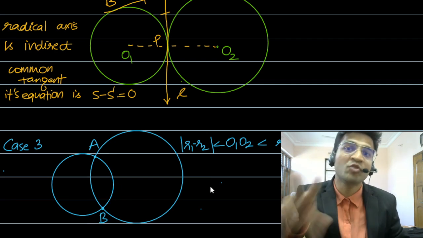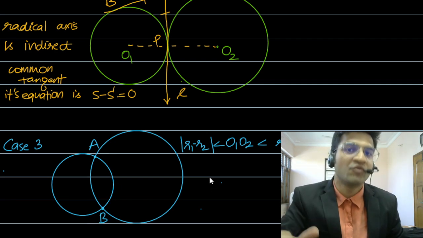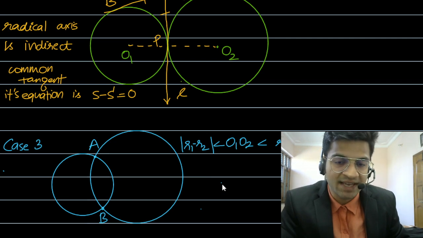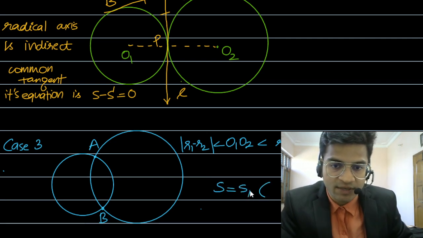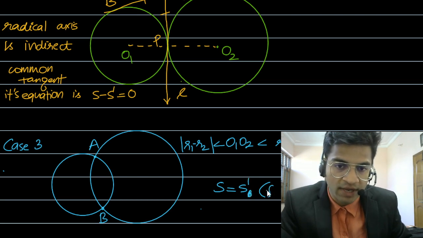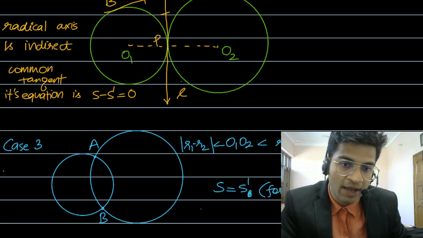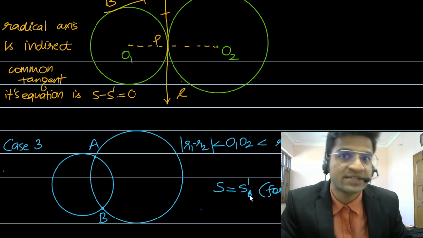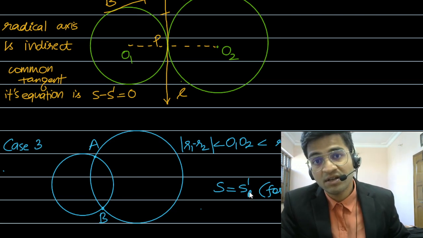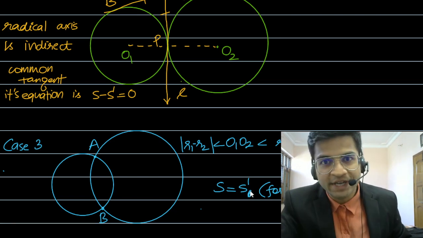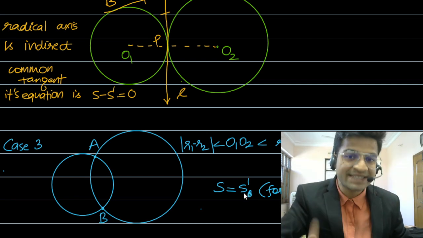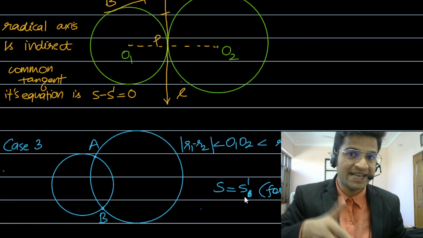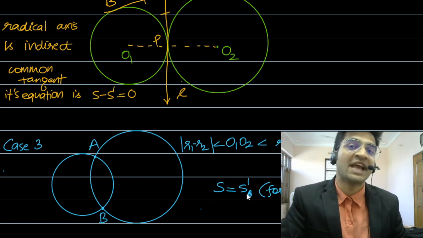So A and B are two points which will make both the circles zero, right? So I can say S is equal to S dash for A and B. Interestingly, S is equal to S dash is a line, and these are two points. So it means S is equal to S dash is a line joining these two points A and B.